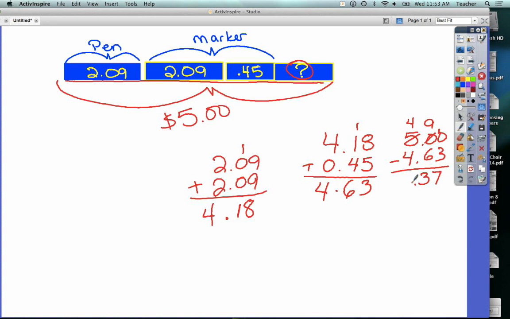How much money does he get back? Everybody? 37. 37. And if I were to take all of those numbers and add them together, I would get $5.